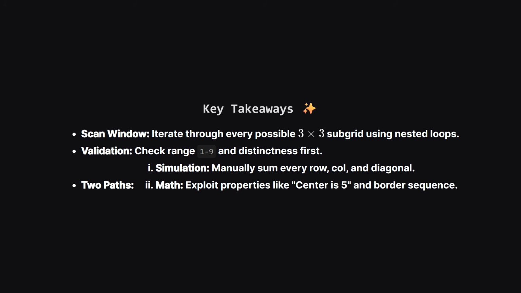So let's wrap it up. We looked at 2 great ways to solve this. First, we used a sliding window to check every 3x3 spot. Then, we had 2 options for validation, either brute force summing everything up, or using the clever mathematical properties of magic squares, like the center always being 5. Both methods are super effective.